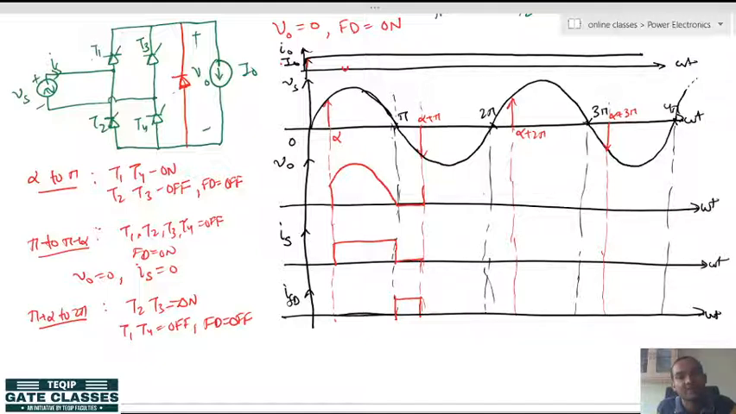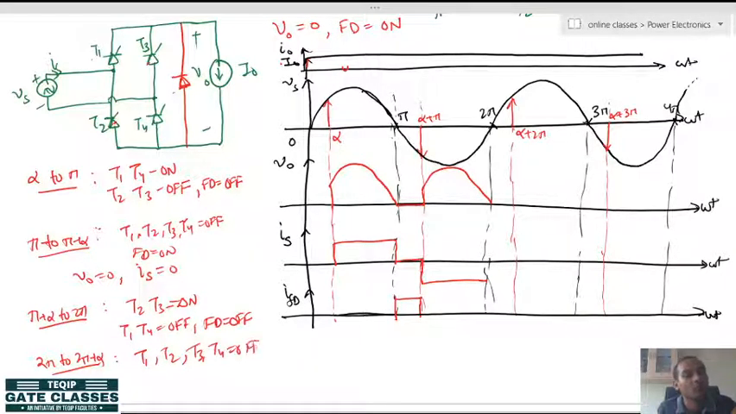So the output voltage will be like this, and in this case when T2 and T3 conduct, through this diode and this thyristor and this thyristor, the source current becomes negative, like this. And at 2 pi what will happen again? At 2 pi, T2 and T3 become reverse biased and T1, T4 become forward biased, but they will not turn on because of the absence of a gate pulse. So all the 4 thyristors are again off. So from 2 pi to 2 pi plus alpha, again T1, T2, T3, T4 are off.